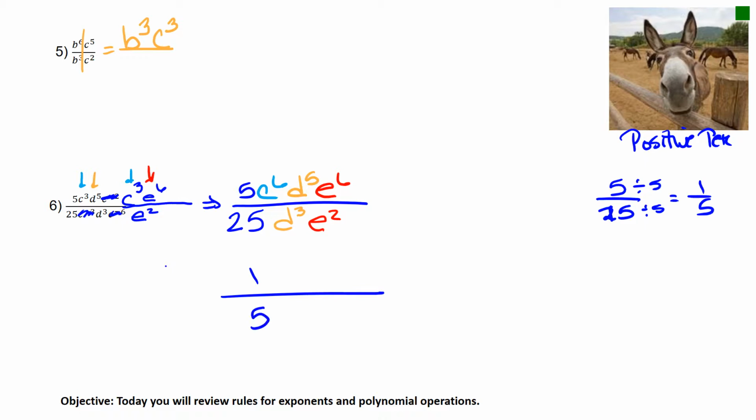The C's, that's all that we've got, so they stay there. Where are there more D's? Up on top. There's 5 on top, 3 on the bottom. 5 minus 3 is 2. Where are there more E's? Up on top, 6 on the top, 2 on the bottom. 6 minus 2 is 4.